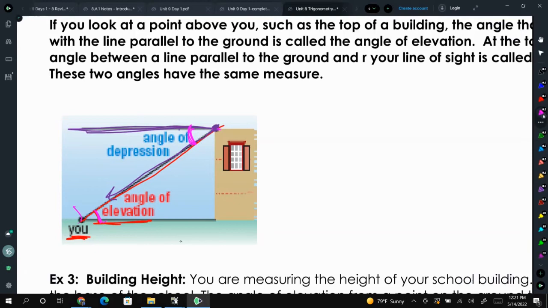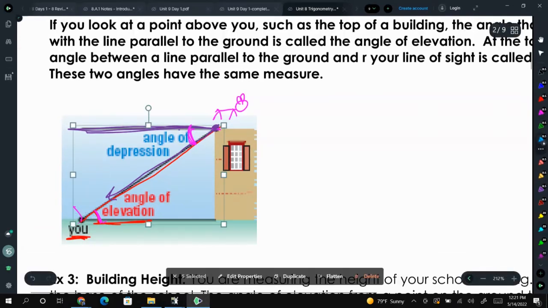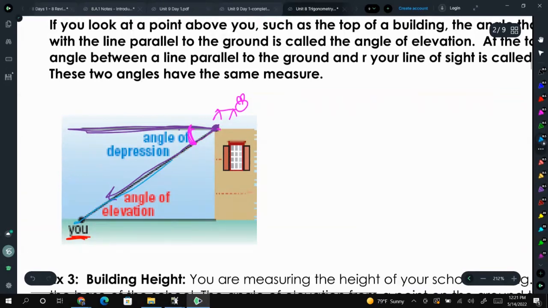So let's say there was like a bird up here, or let's say an animal. And you're down here. The angle of elevation up to the animal is the same as the angle of depression from the animal down to you. So these two angles are congruent. So we're going to use that and look at this problem below.